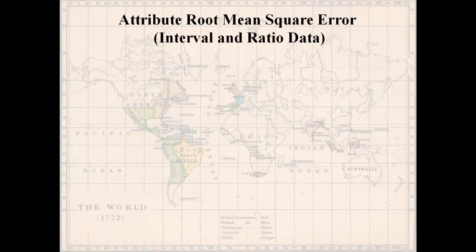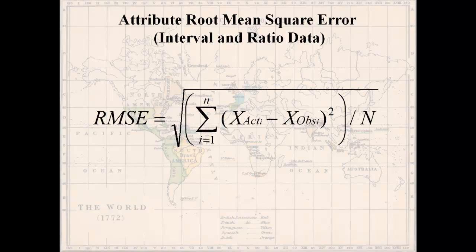Okay, how do we do numeric data? Numeric data is going to be a little bit easier to do because we're going to be able to use this concept of root mean square error, and we're going to be able to apply this to interval and ratio data. So what is root mean square error? You can work from the back to the front, and you can see that the E stands for error, the difference between what it is in the real world versus what it is in your data.